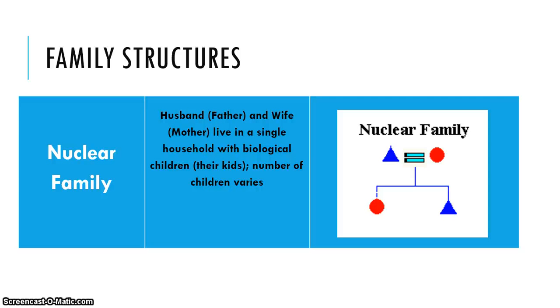Nuclear family. This is your traditional mom, dad, and kids living in a single household. There could be many variations as we move through this PowerPoint lesson. For instance, there could be 1 child or 5 children, more or less. Number of children does not matter. Simply that it was husband, wife, and their children living in the same household. We call this a nuclear family.